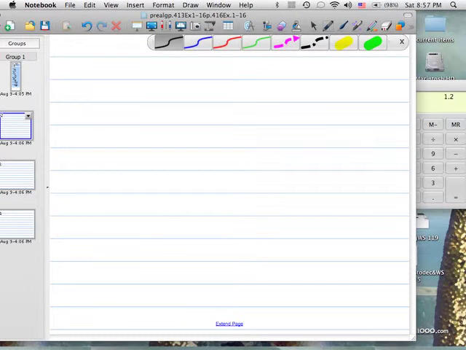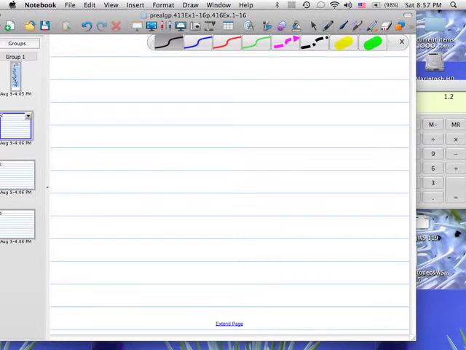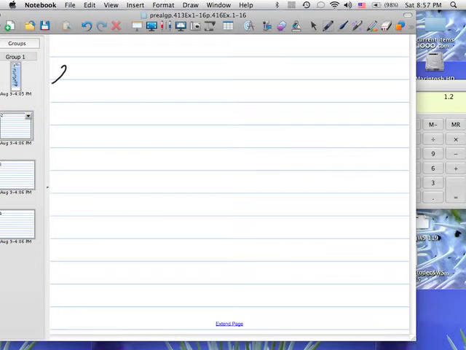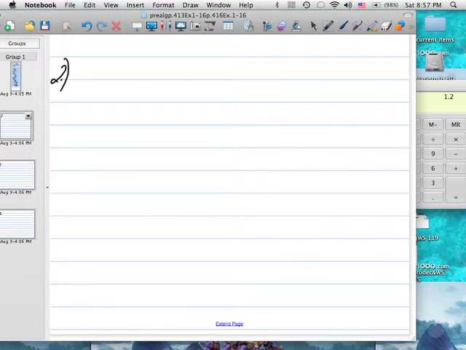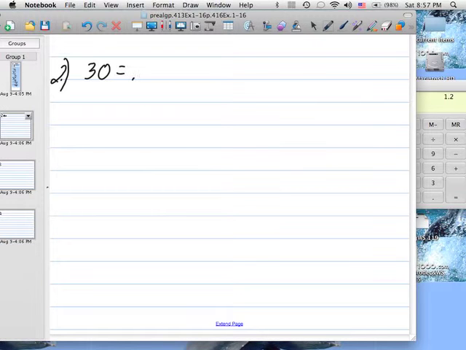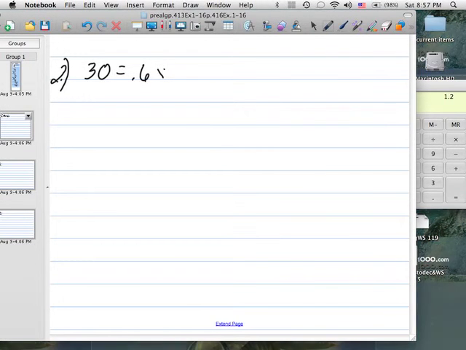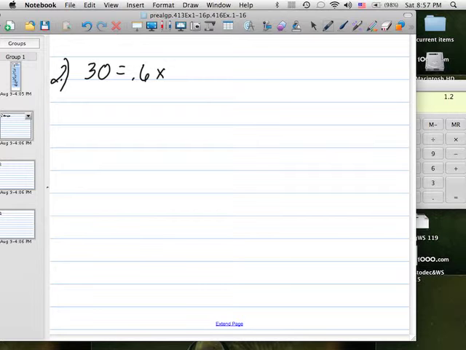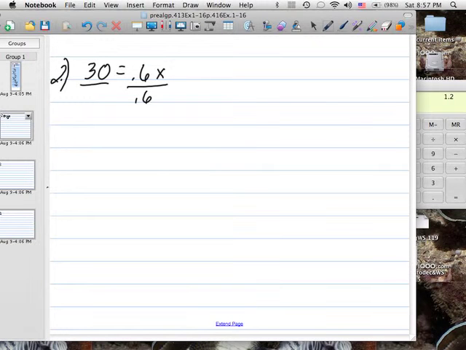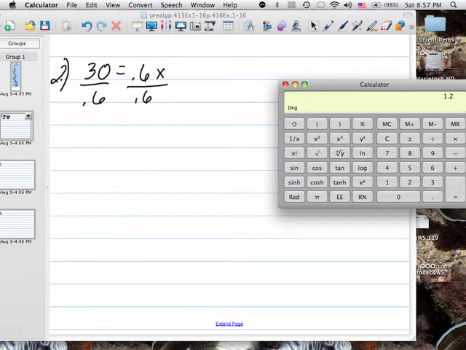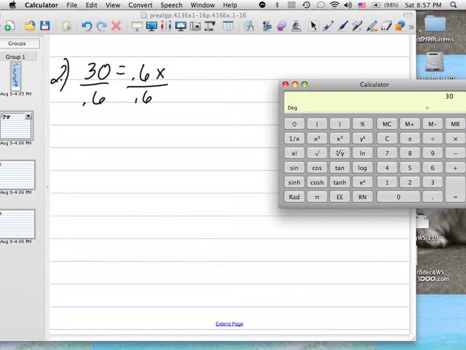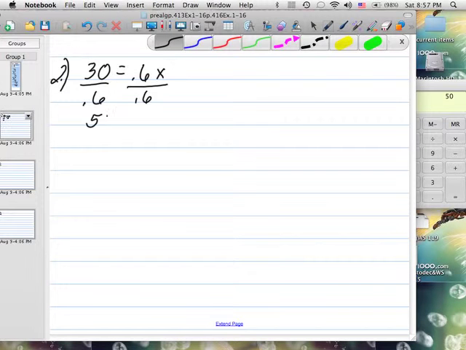And then page 416 is the last type of percent word problem. And we're on number 2. And again, translating the English into a math problem, 30 equals 60%, 0.6 of what number? X stands for what number? So we're going to divide both sides by 0.6 to solve for X. And we take 30 and divide it by 0.6 and we get 50. So 50 is the original amount.